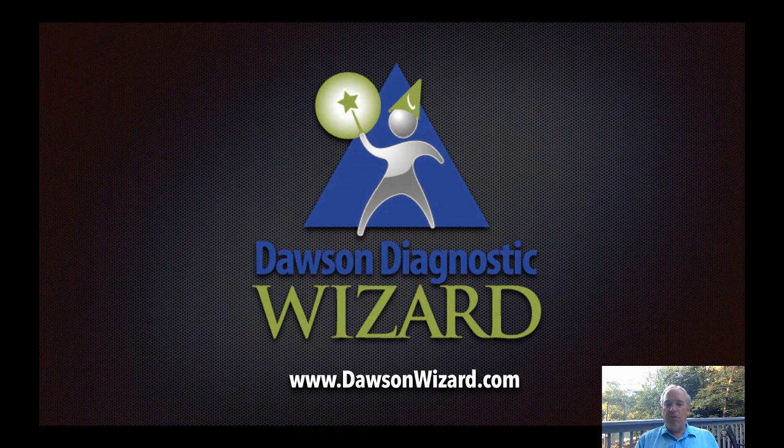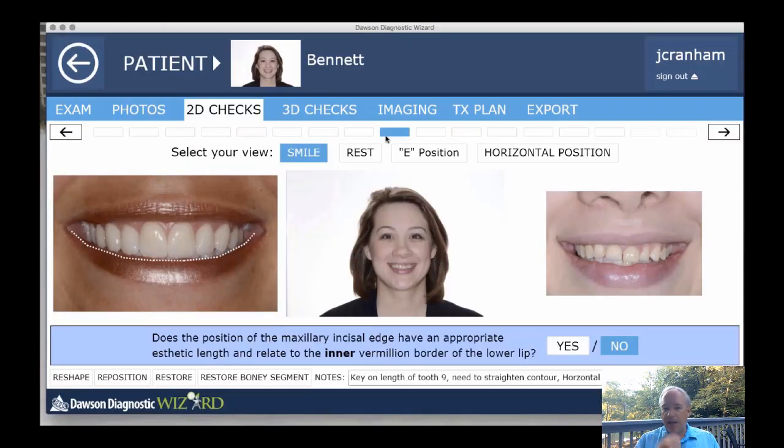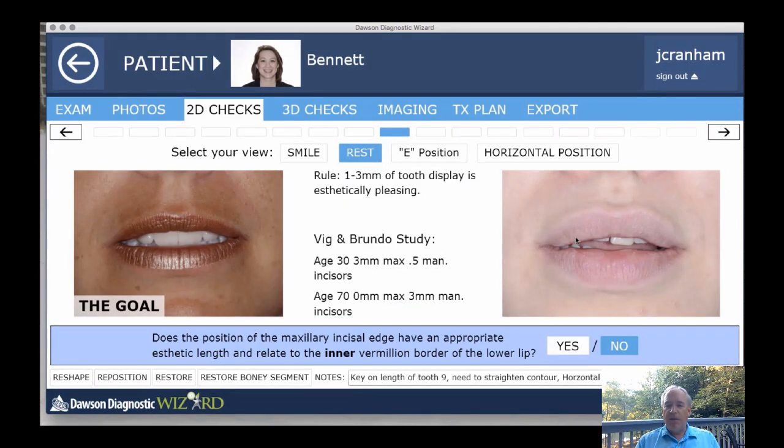The Wizard is a tool that we use at the Dawson Academy. I'm not going to give you too much about this, but it is a way for us to analyze our photographs. And so in our protocol, once we take our photographs, we can take it into the Wizard, and we have a series of questions that we go through to analyze where the teeth are going to go.